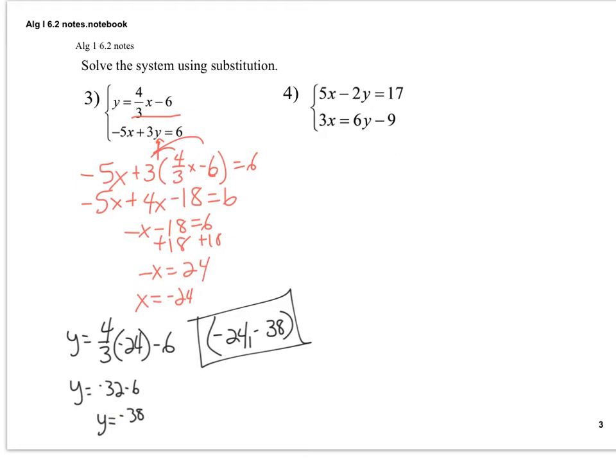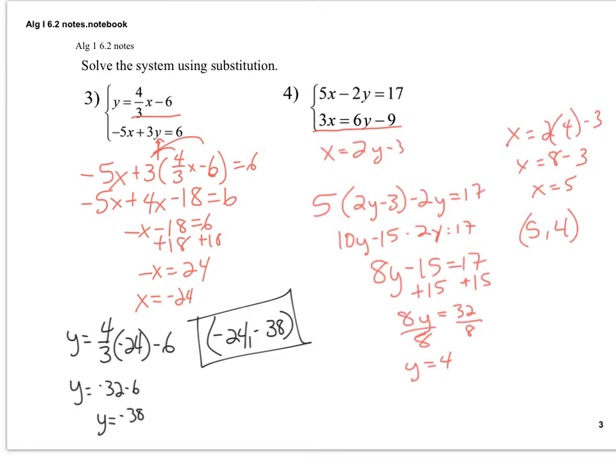Okay, what I want you to do is pause the video, give number 4 a shot. I'm going to give you a hint. Try to solve for x in that equation and then use substitution.